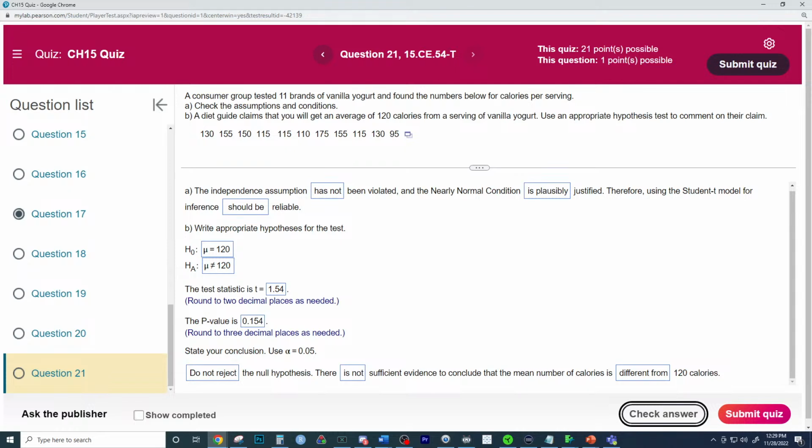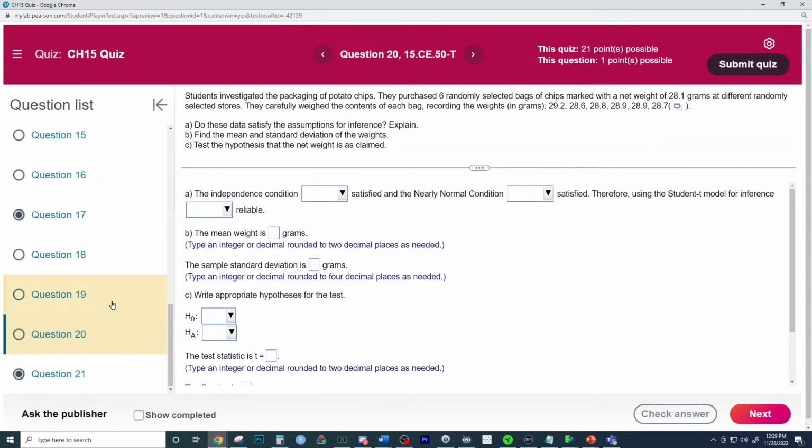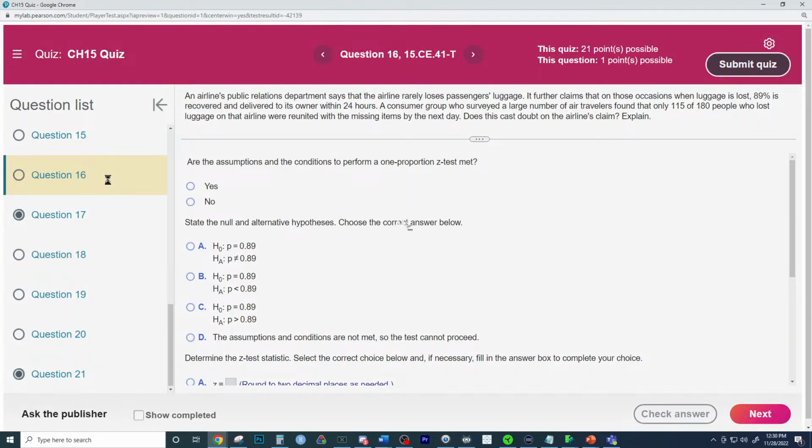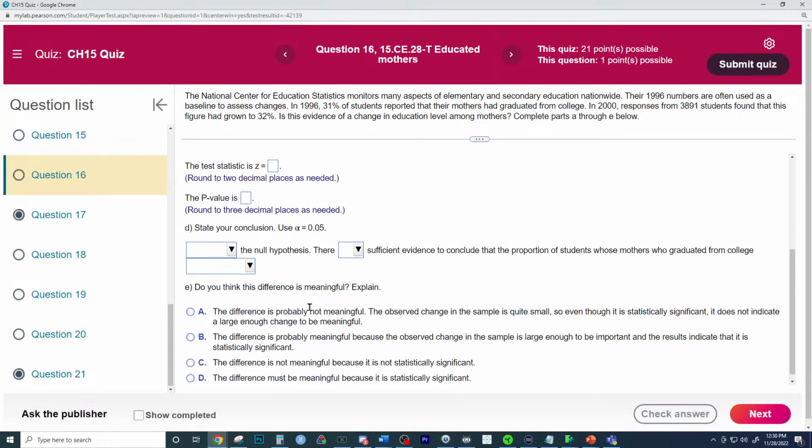The National Center for Education Statistics. Okay. We're at the National Center. That's a good one. The airline one's pretty tricky. Okay.